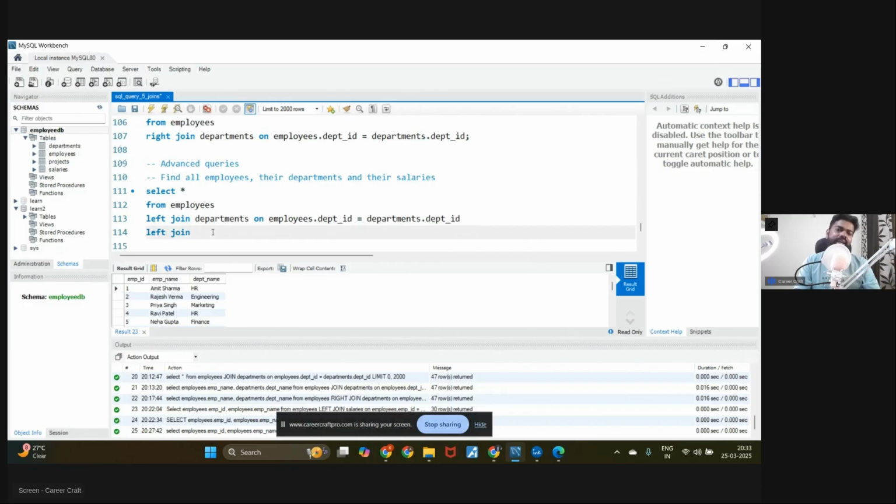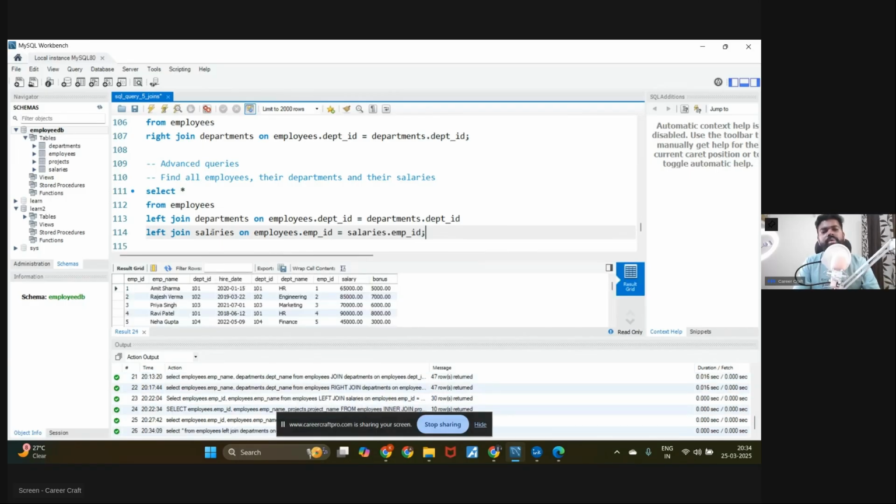Then again I will left join on salaries, on employees dot employee id is equal to salaries dot employee id. Done. Everything is in front of you. You can call it the master table.